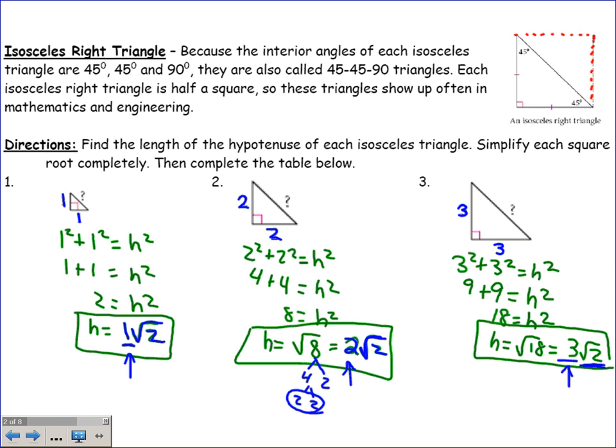I just simplified a radical. Can you break 8 down? Yeah. Can you break 18 down? Yeah, it's 9 and 2, and that's 3 and 3. So it's 3 square root of 2. Is that okay?